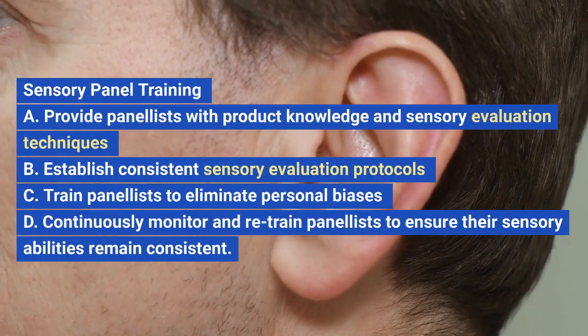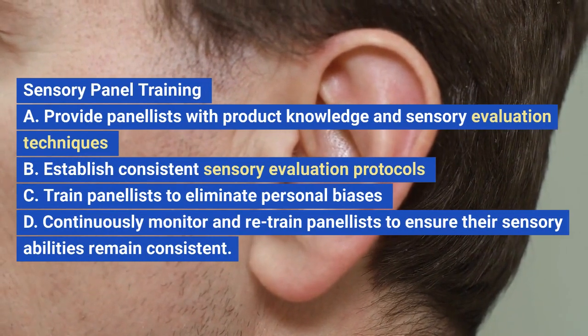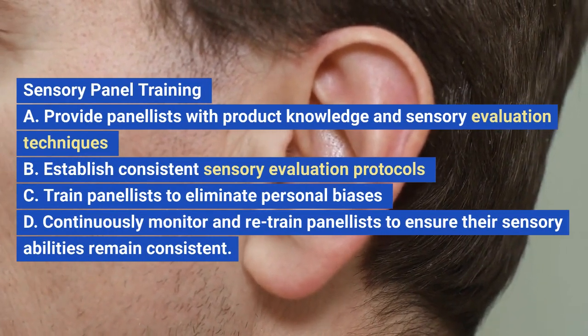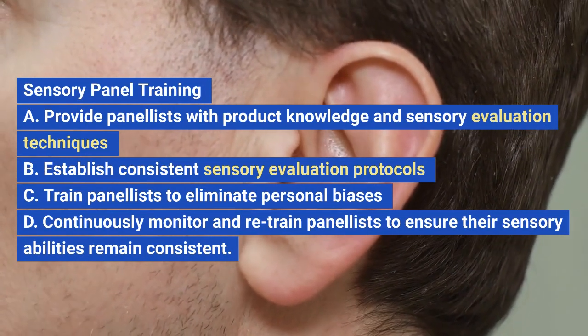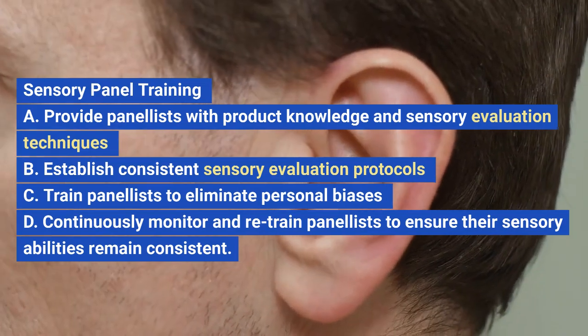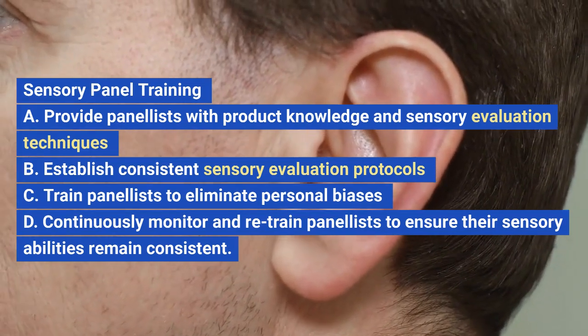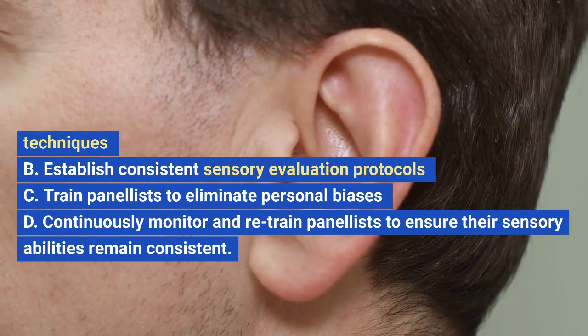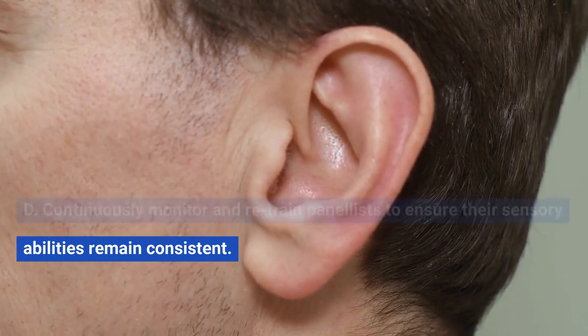Sensory panel training: A. Provide panelists with product knowledge and sensory evaluation techniques. B. Establish consistent sensory evaluation protocols. C. Train panelists to eliminate personal biases. D. Continuously monitor and retrain panelists to ensure their sensory abilities remain consistent.